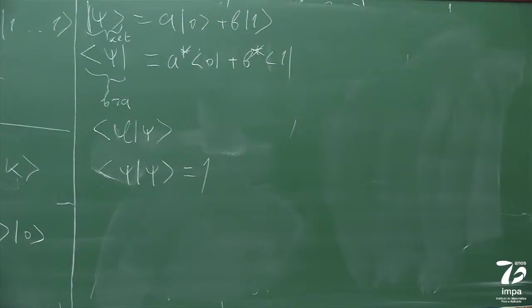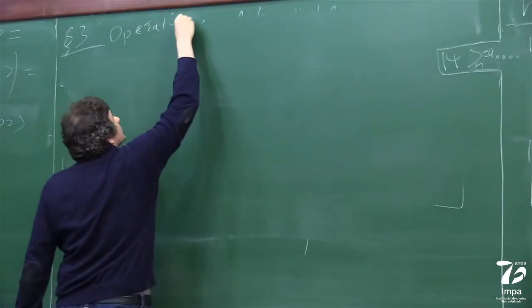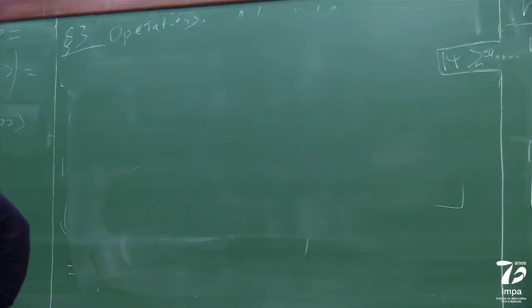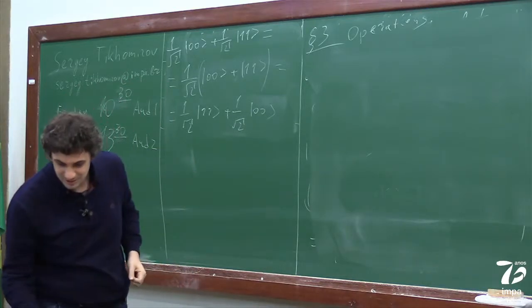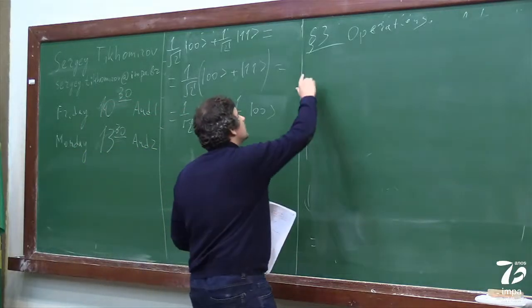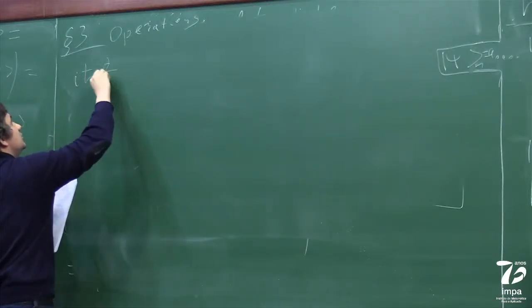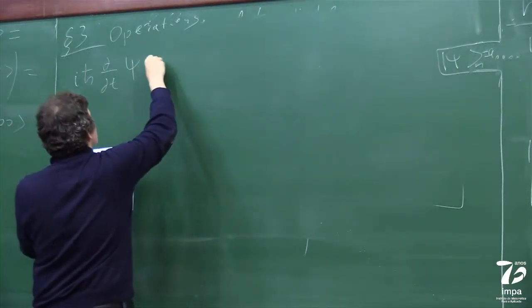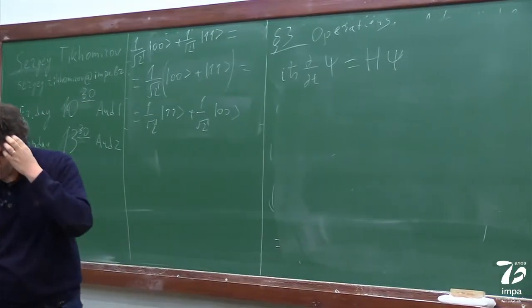Yeah, so let us go to paragraph three, operations which we can do with a quantum computer. This would be the moment when the Schrödinger operator, the Schrödinger equation appears. So let me copy it on the blackboard. d by dt psi is equal to H psi. But I will not go into detail.